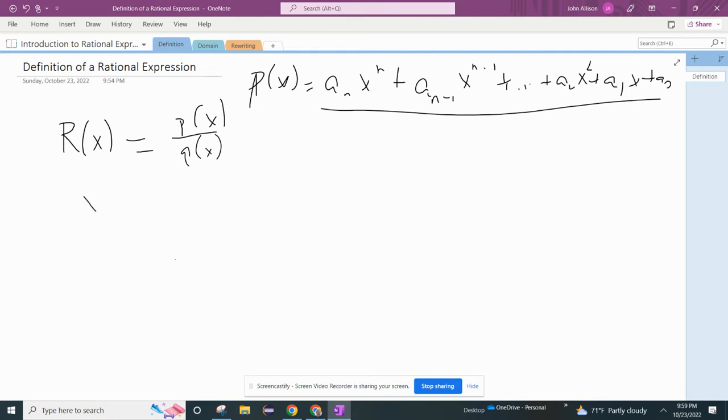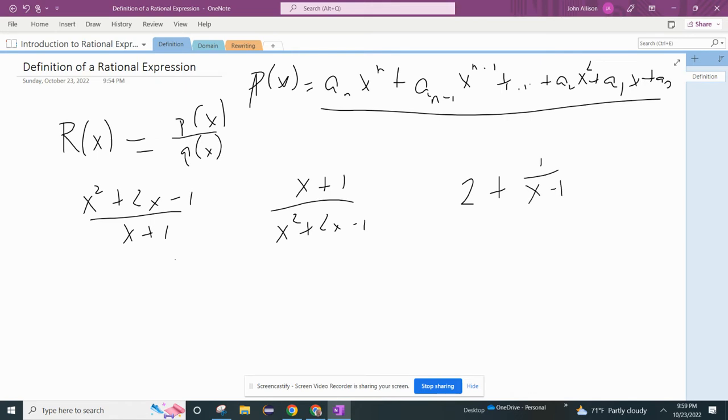Sometimes they're easy to see: x squared plus 2x minus 1 over x plus 1, or x plus 1 over x squared plus 2x minus 1. But sometimes they can be written as numbers or variables plus a rational expression that looks like that. So another example would be this, 2 plus 1 over x minus 1.